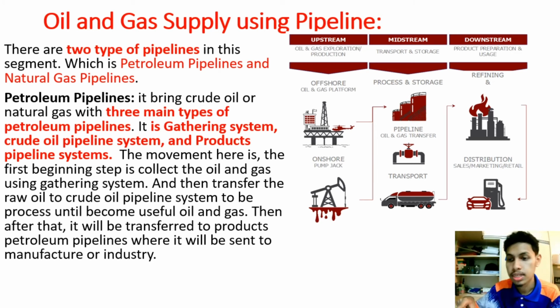They will sell the oil. So as you can see in the picture right there, you can see the offshore oil and gas platform, and also the onshore pump jack. So here is the place where the process of collecting the raw oil from the deep sea is happening. After they collect the oil, they will transfer it to process and store. So right here, they will process the raw oil into useful oil. And lastly, they will use a distribution platform. They will transfer the oil. So right here is where the movement of oil to the consumer happens.